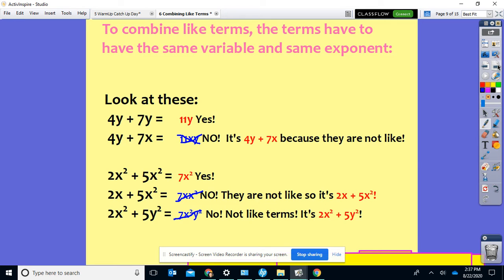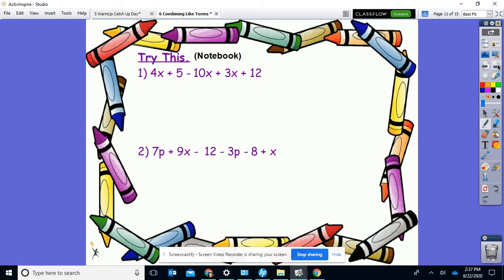All right, so here are a couple to copy in your notebook. If you are watching this video after class, pause this, copy them, and I'll go over them. We want to look for like terms. So what that means is I'm going to come in and circle everything that has an x. So I see a 4x. What else has an x? Got a negative 10x and a 3x.